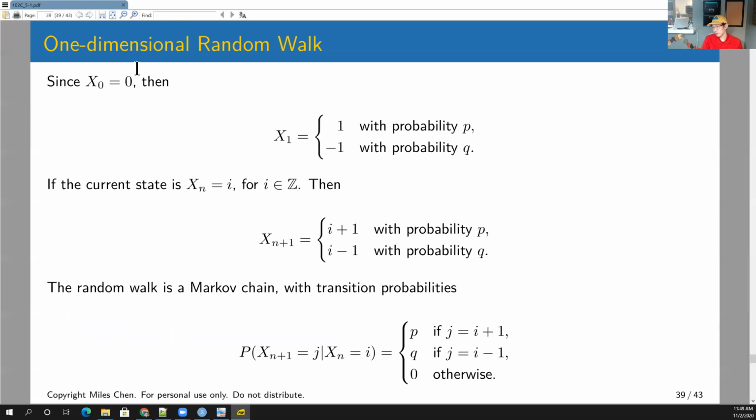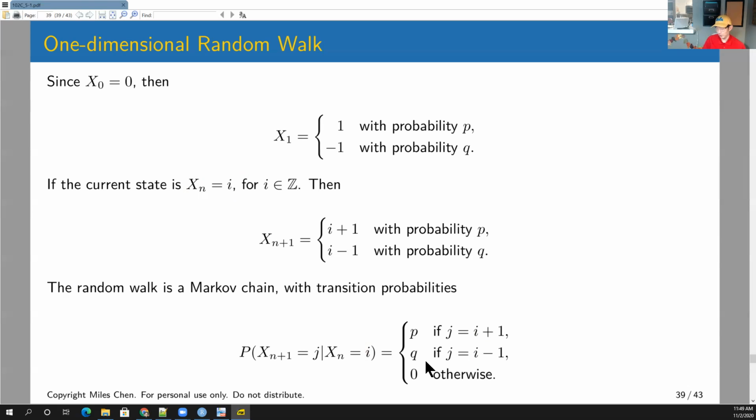So if you start off at 0, then at time 1 you will either end up at 1 or -1: 1 with probability p and -1 with probability q. At any time n, if you're currently at state i, you're either going to be at i+1 with probability p, or you're going to end up at i-1 with probability q. And you can thus define your transition probabilities. For i, you're either going to end up at j, which is i+1 or i-1, and that's going to happen with probability p or q.